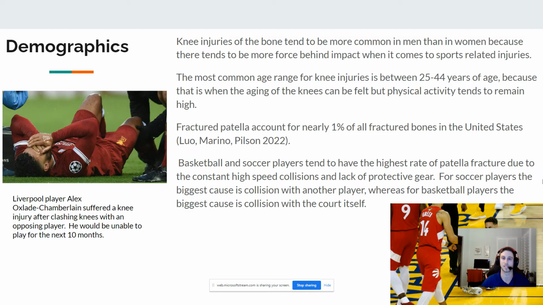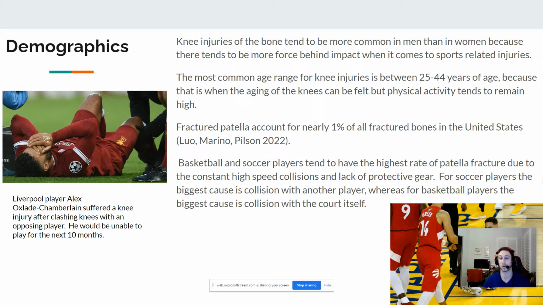As for demographics, knee injuries, especially of the bone, are going to be more common in men than in women. Actually, they're more common in women when it comes to your ligaments, but with bones being based on that contact, there tends to be a bit more force in the impact in men's sports. The most common age range for knee injuries is going to be between 25 to 44 years. That is when the aging of knees can really be felt, but physical activity still tends to remain really high. So we're doing a lot of physical activity, even though those knees are getting weaker.